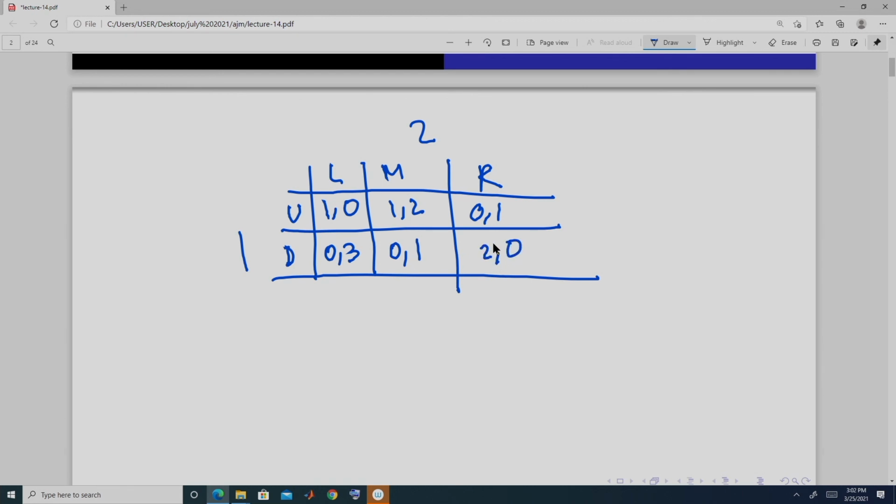Now, what do we do in the iterated elimination of dominated strategy? From here we see that M dominates R, or R is dominated by M for player 2. Why? 2 is greater than 1, 1 is greater than 0. So, we can remove this, because player 2 is never going to choose R when M is available. So, our game is now of this form.